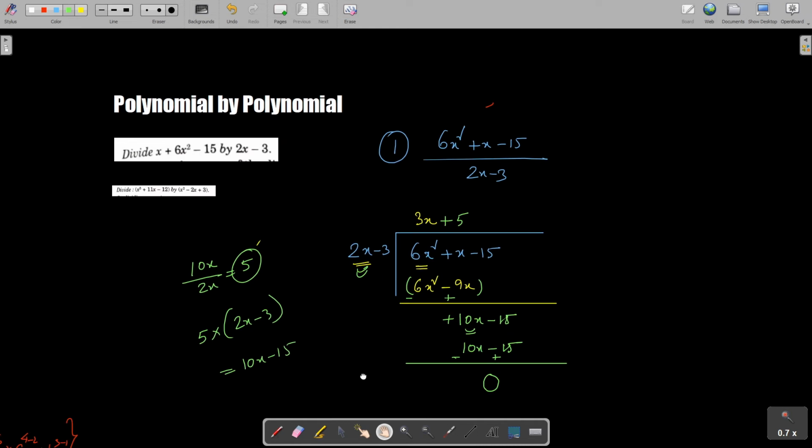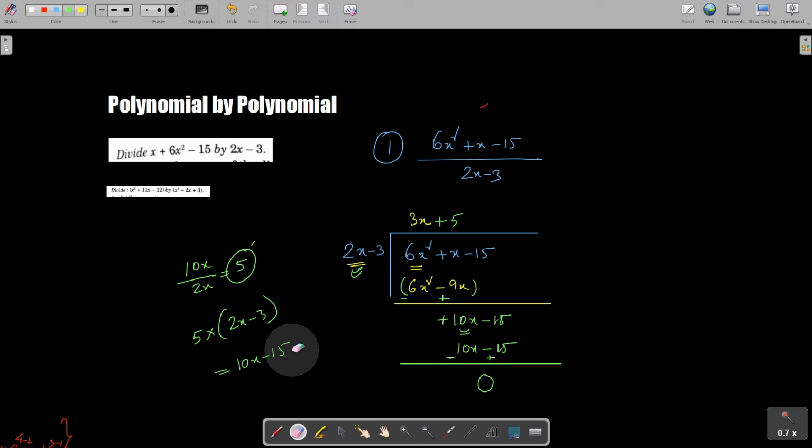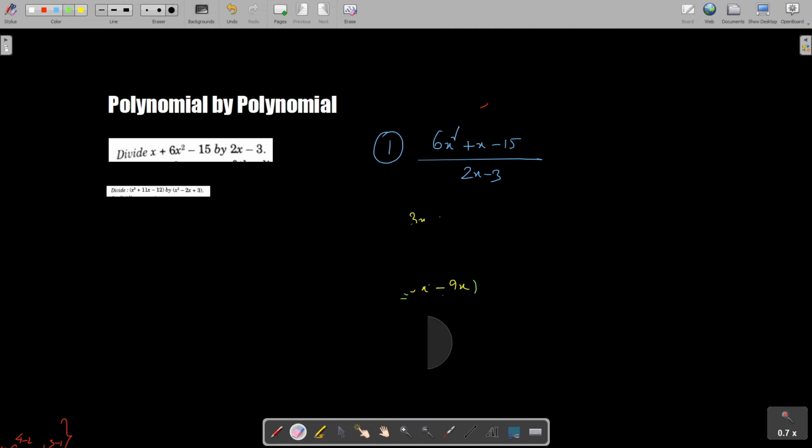So this is how we do division of polynomial by a polynomial. Let's take another example. If you have any doubts, you can ask me in the comments.